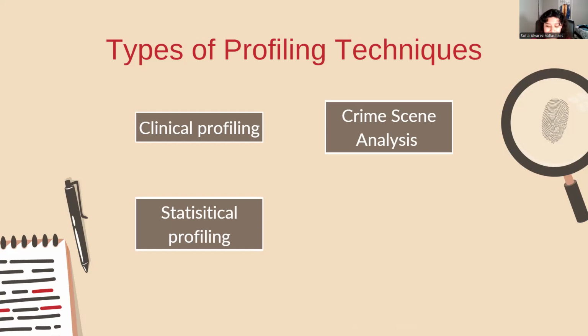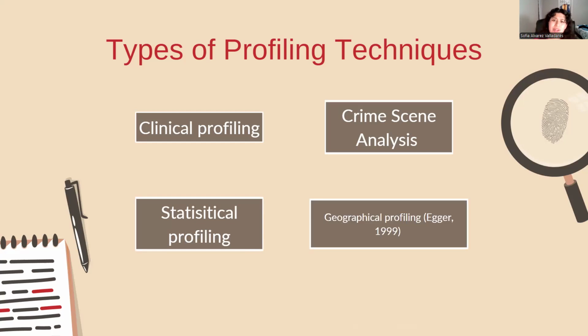So statistical profiling requires that it's drawn from databases, and how this database sees different crime scenes to add up if they are connected or not, and just analyzes trends and probabilities and possibilities of whether it's just one killer or an offender at this stage. Then we have geographical profiling, which was discovered by Egger in 1999, and analyzes the spatial location of crimes to predict where an offender might live or where they're hiding or operating.